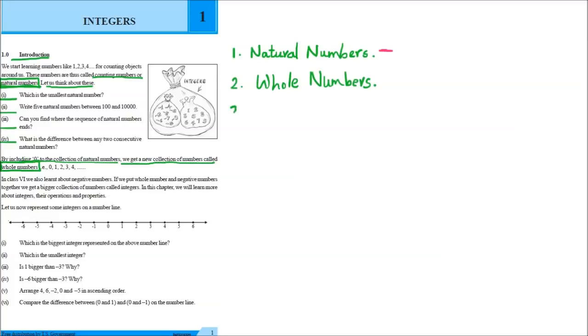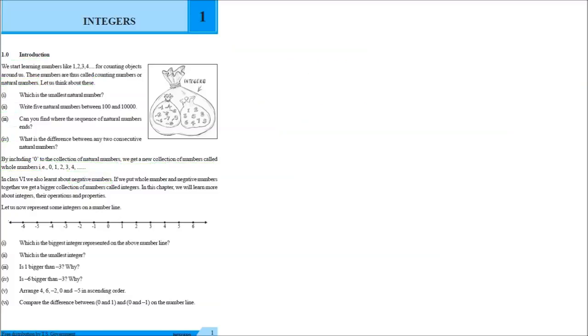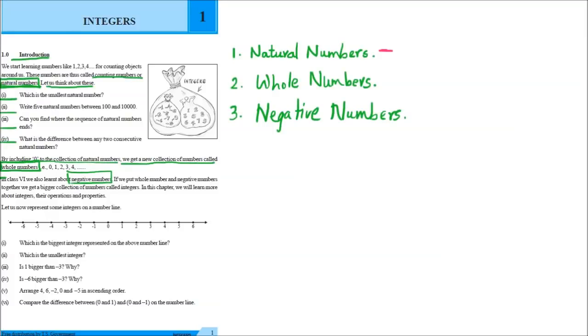Number 3. In class 6th, we also learned about negative numbers. Another keyword, number 3, negative numbers. If we put whole numbers and negative numbers together, we get a bigger collection of numbers called integers. Number 4, integers. In this chapter, we will learn about integers, their properties and operations.